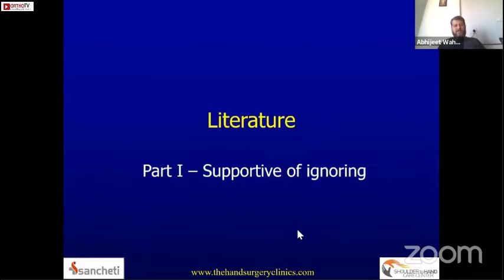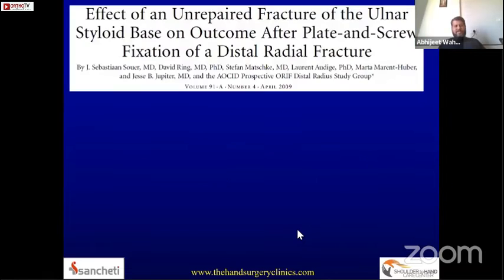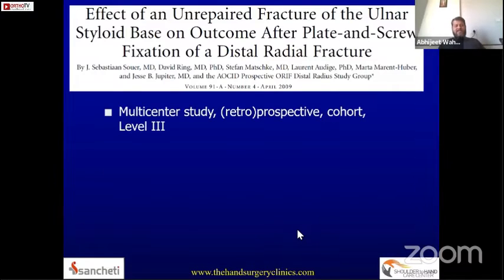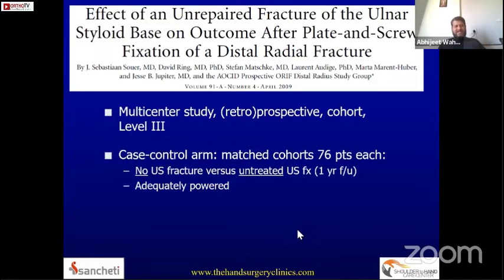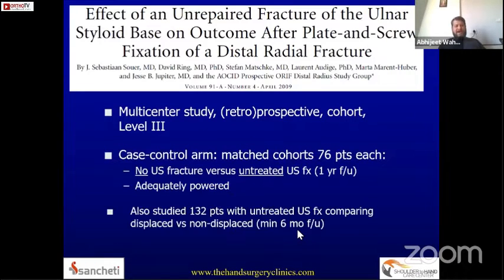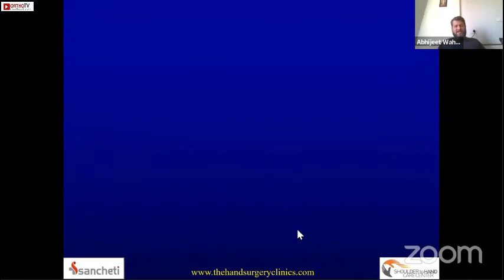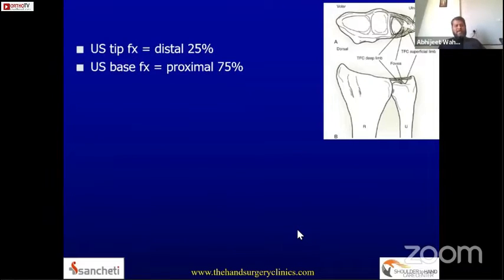So let us proceed to the second part of the talk, where we are going to very briefly go through the literature, a few papers that are important. This particular paper by Sebastian Sauer, Jesse Jupiter and David Ring was a multi-center, retroprospective cohort level 3 study. They had a case control arm, and they studied 132 patients with untreated ulnar styloid fractures, comparing displaced versus non-displaced, more than 2 millimeters of displacement.